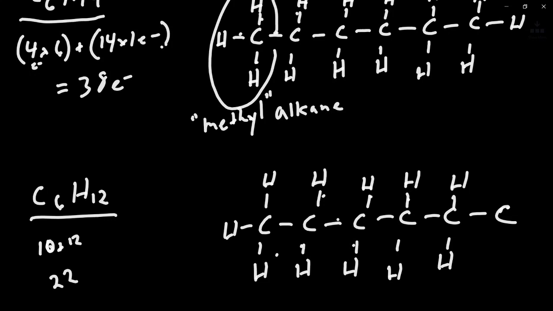Oh, this is not 10. I did 6 plus 4. That's not right. 6 times 4 would be 24. Starting to say that doesn't seem right. So 36 electrons. Okay. 2, 4, 6, 8, 10, 12, 14, 16, 18, 20, 22, 24, 26, 28, 30, 32.